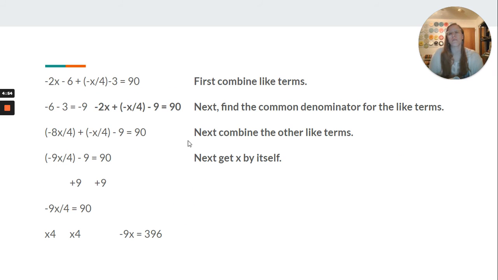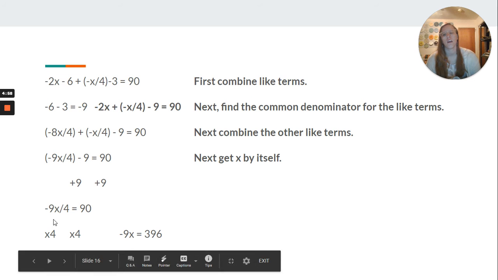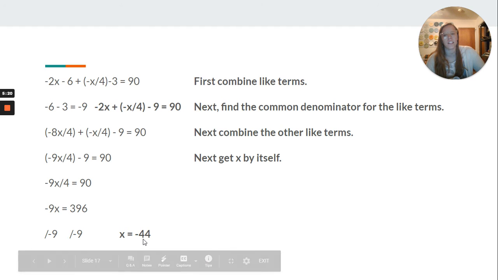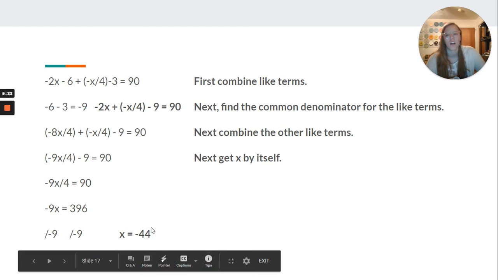Excuse me. Next, get x by itself. So we add 9 to both sides. Negative 9x divided by 4 equals, that should be 99. Sorry. And we multiply times 4 on both sides. Let's just double check that that's correct. Okay, so 396 is the correct number. I just forgot to put the 99 there. So we have a negative 9x equals 396. So we divide by negative 9 on both sides. We get x equals negative 44.